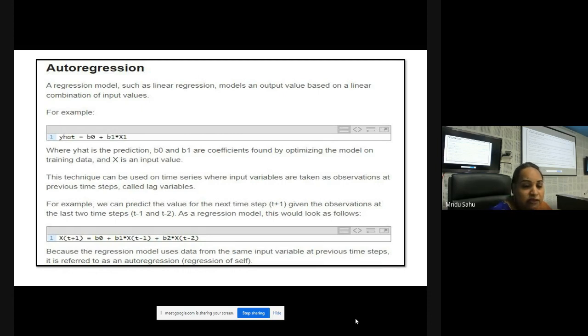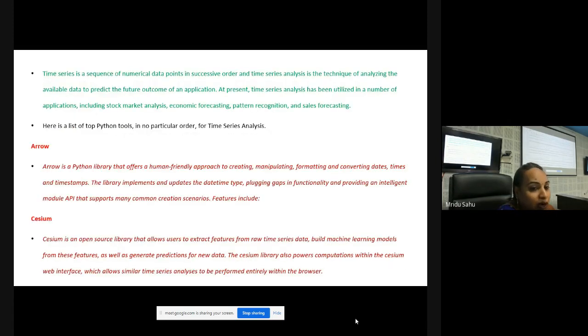In that case, the second equation you can see is x(t+1) = b0 + b1 x(t-1) + b2 x(t-2), because the regression model uses data from the same input variable at previous steps. Why do we require this? Because the prediction or forecasting depends on unseen things we want to predict, but it is based on the previous history. That's why this computation part is required like this.